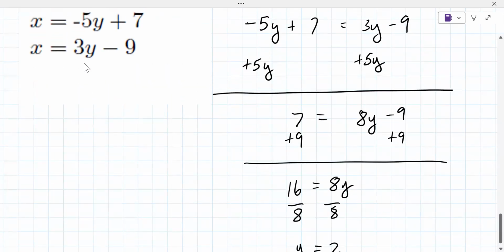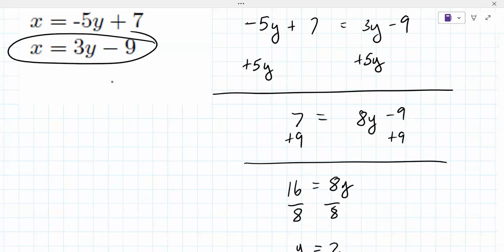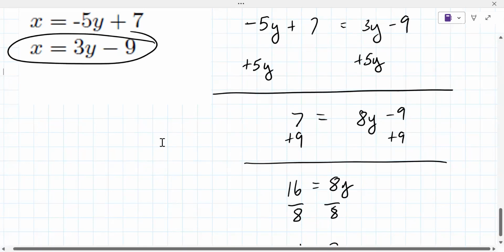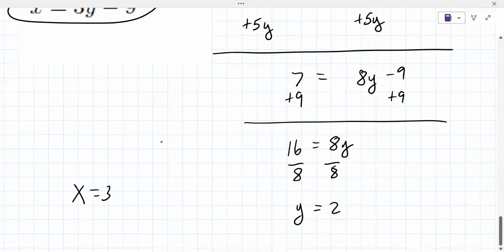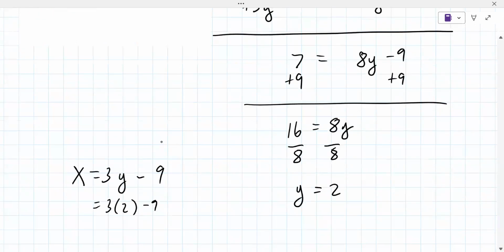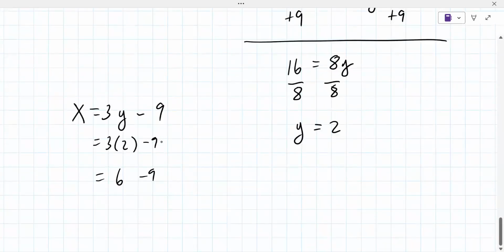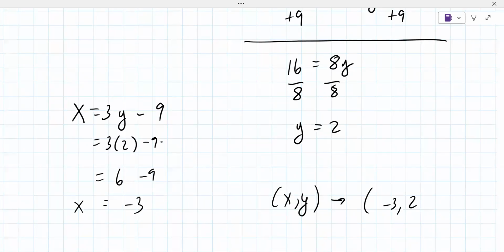Same thing, you go back to one equation or the other. Now, I think the second equation is better. Why might that be better? Because it's 3 times y. There are no negatives. There is a subtraction, but it's better when you keep things positive. So x is 3 times y minus 9, or 3 times 2 minus 9, which ends up being 6 minus 9, which is -3. You still do it x comma y. It's always x first, then y. So -3 comma 2, like that.